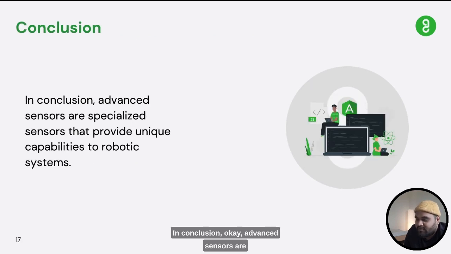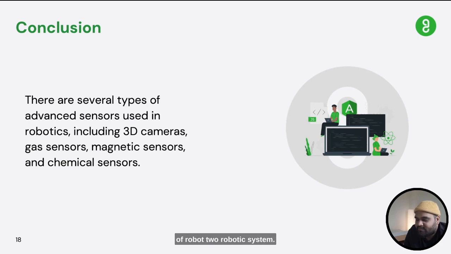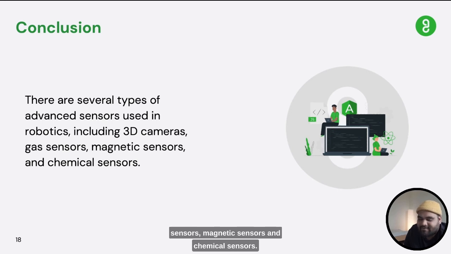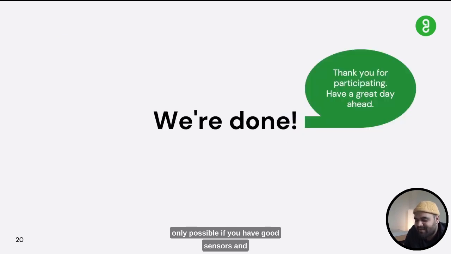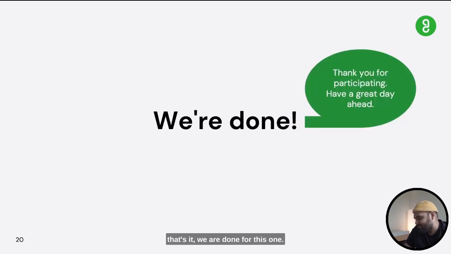In conclusion, okay, advanced sensors are specialized sensors that provide unique capability to a robotic system. There are several types of advanced sensors used in robotics, including 3D cameras, gas sensors, magnetic sensors, and chemical sensors, of course. Understanding the different types of advanced sensors and their applications is essential for designing and building effective robotic solutions. Because essentially what we're doing is we are building effective solutions which are helpful for robots. And that's only possible if you have good sensors. And that's it. We are done for this one.